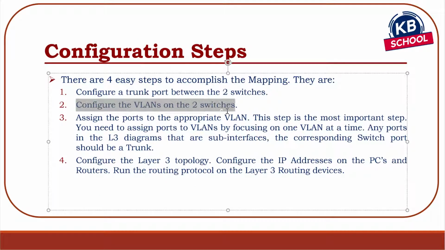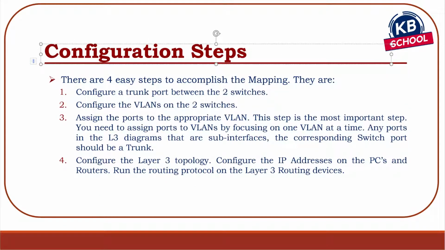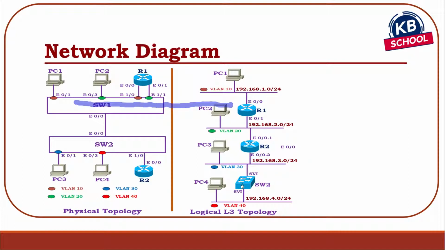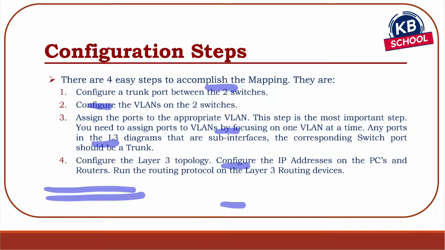Step 2, configure the two switches with the appropriate VLANs. And in my case, how many VLANs do I have? If you take a look at the topology over here, you have 4 VLANs. What are the 4 VLANs that I need to create? 10, 20, 30, 40. Those are the VLANs over here. I'll create them on switch 1 and switch 2. I don't want to worry about the VTP portion over here, because my focus right now is strictly on the mapping of the physical to the logical. So that's my second step, again very simple: configuring the VLANs on both the switches.